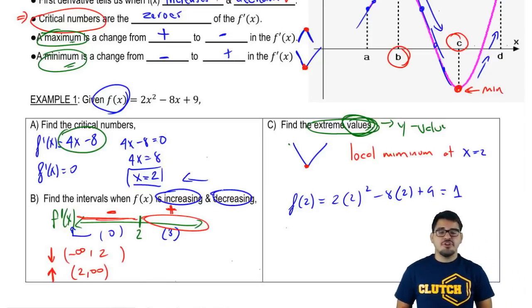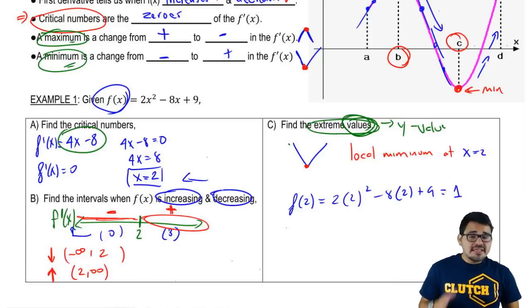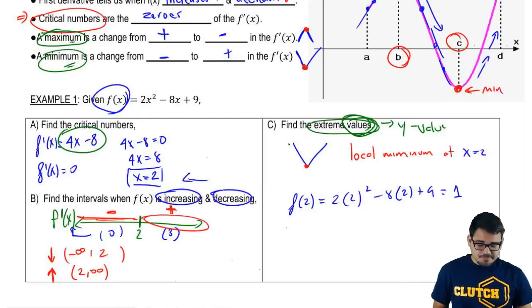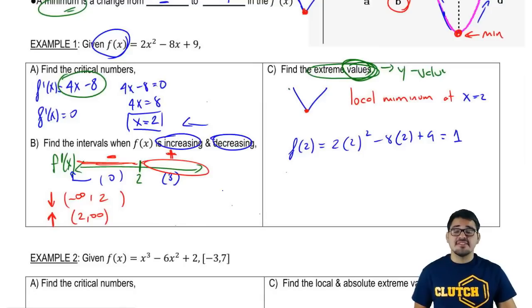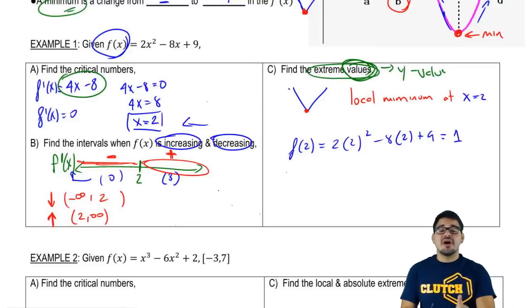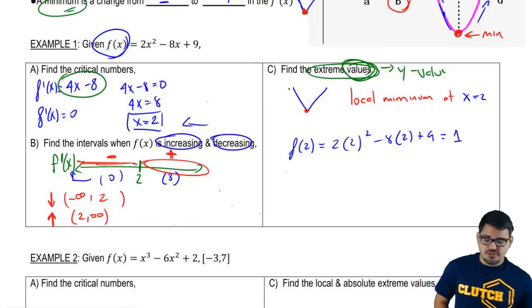And whenever I ask you for extreme values, I'm only caring about the y coordinate, not the x coordinate, all right? So let's go ahead and do another example in which we're asked a different type of question, but we still have to use the first derivative test. So let's go check it out.